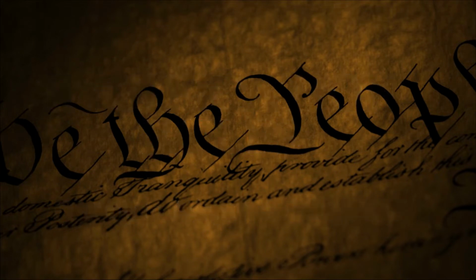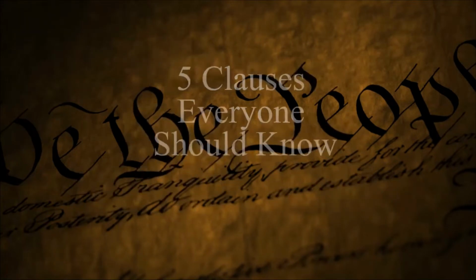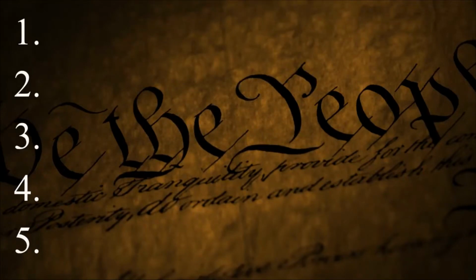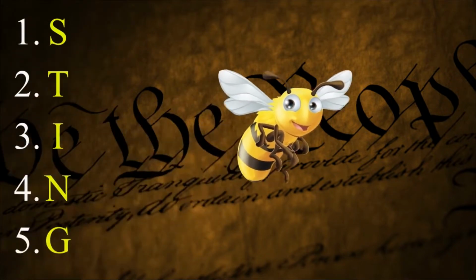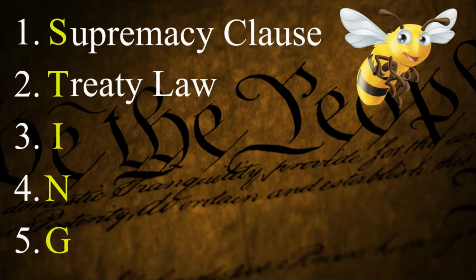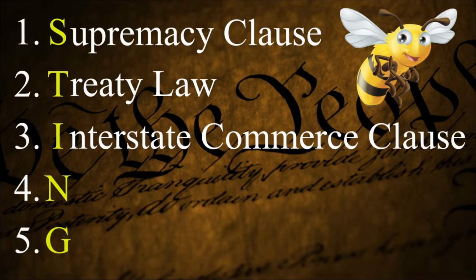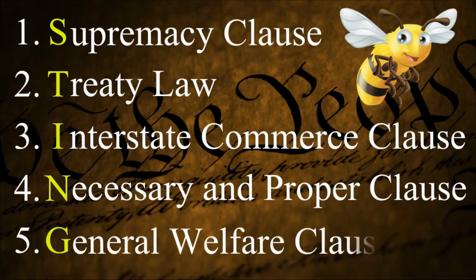Okay? 5 clauses everyone should know. Remember those? I can give you a little hint here, but if you remember them offhand, let me give you a second. There's a little help. The acronym STING, remember? So S stands for Supremacy Clause. The T stands for Treaty Law Clause. The I stands for Interstate Commerce Clause. The N, Necessary and Proper Clause, and the G, General Welfare Clause. Right? Now, where are those references?